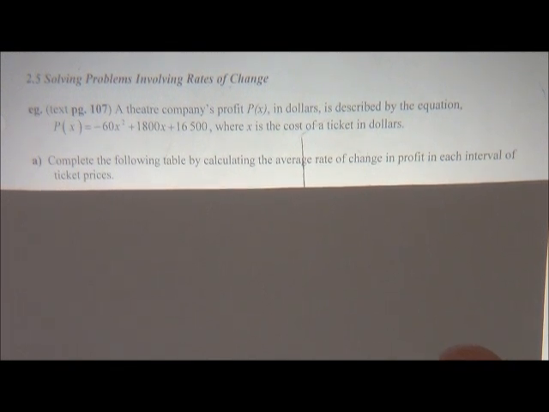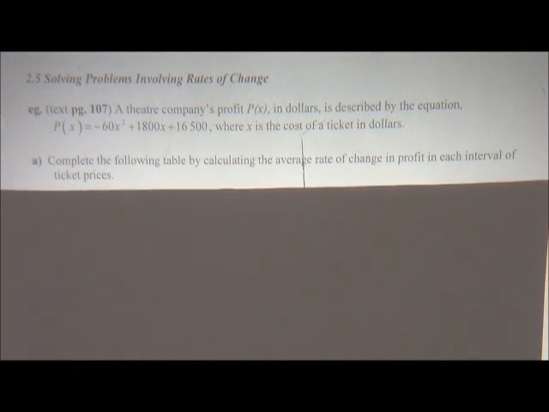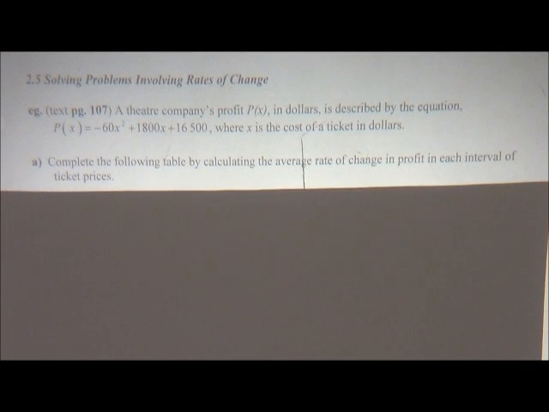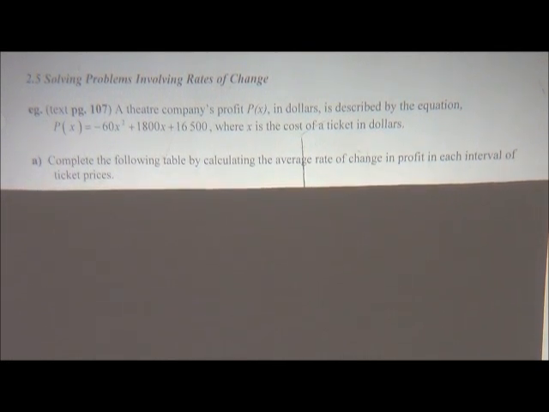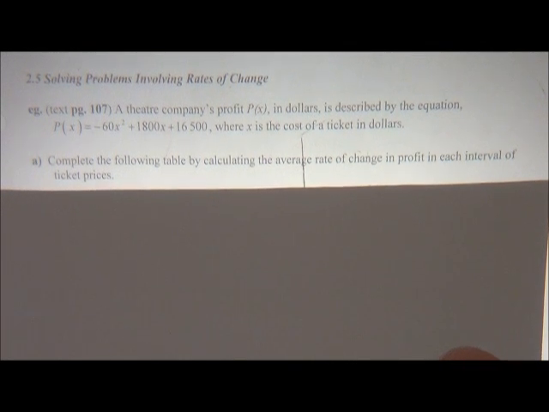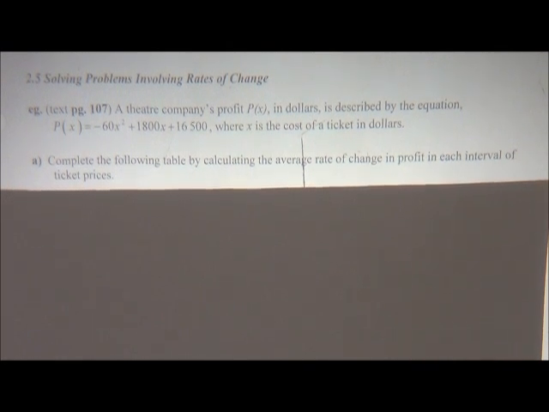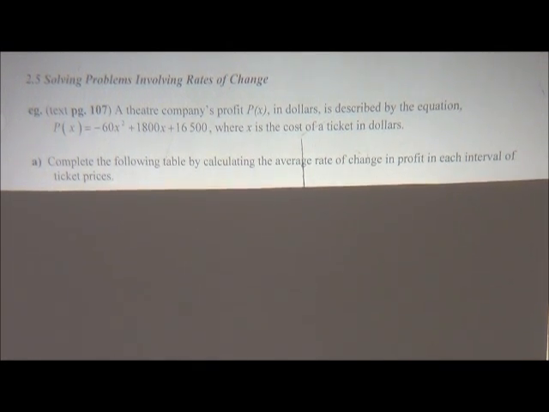So this problem is from an example on page 107 in your textbook. There's a theater company, and the formula for the profit is P(x) = -60x² + 18x + 16,500, where x is the cost of a ticket in dollars. What I'd like you to do is find the estimate of the instantaneous rate of change. But first of all, I'd like you to fill out that table and finish off the rest of where the blanks are.